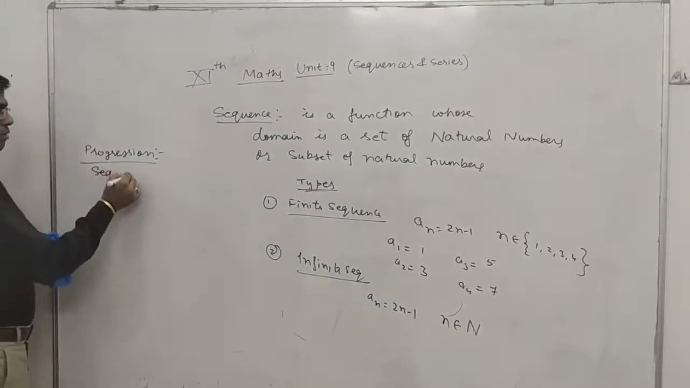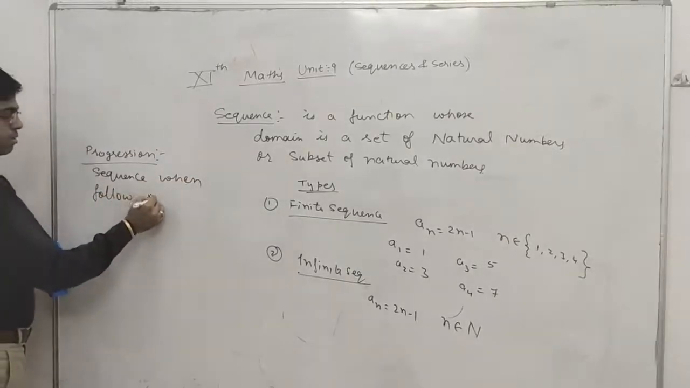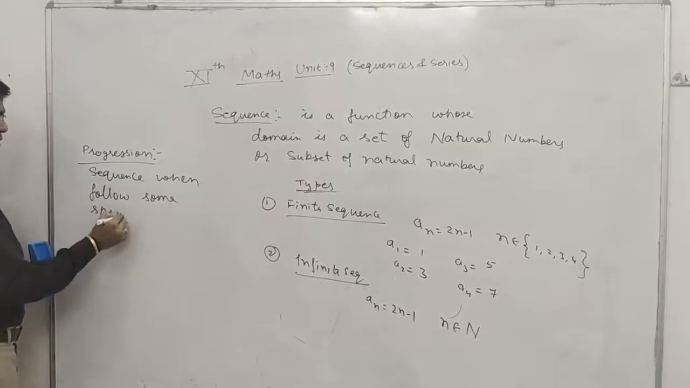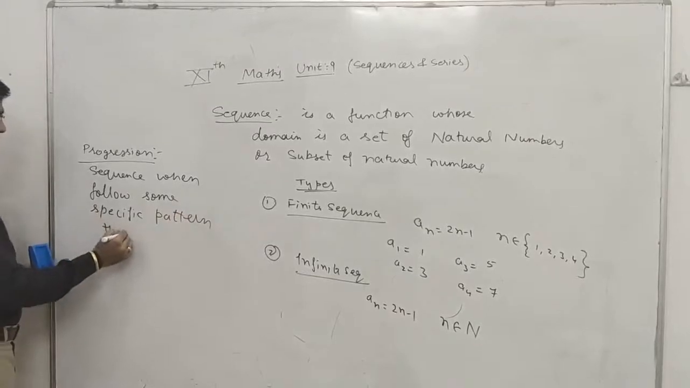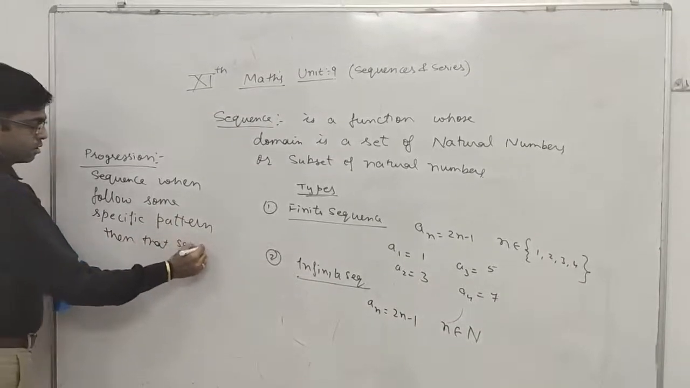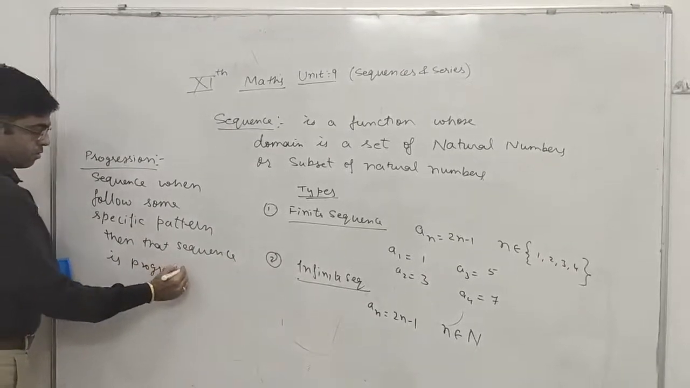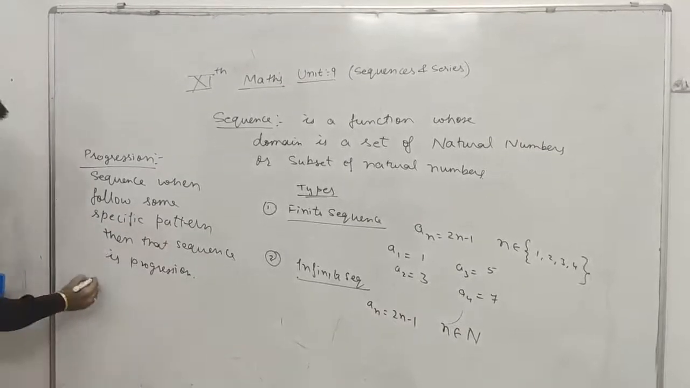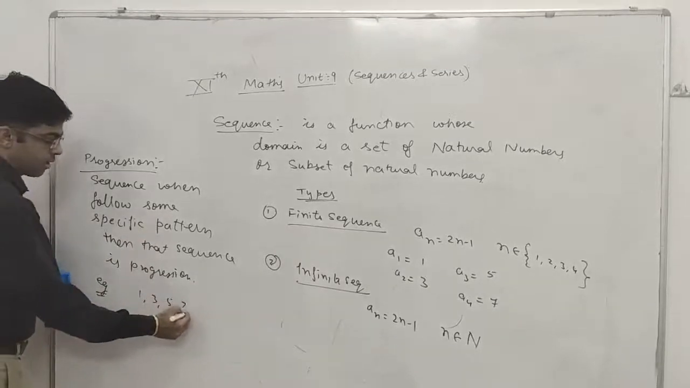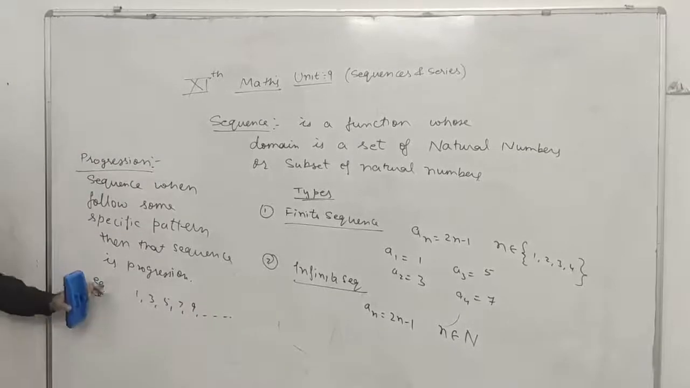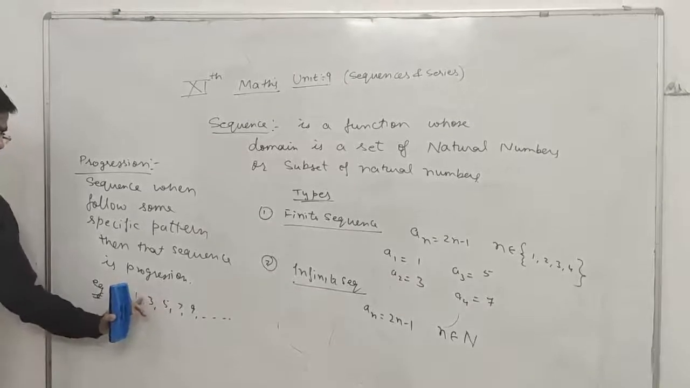Sequence, when it follows some specific patterns, then that sequence is progression. For example, we have seen this sequence 1, 3, 5, 7, 9, dot dot dot. This is a progression because it follows some pattern, that there is a fixed pattern in this.